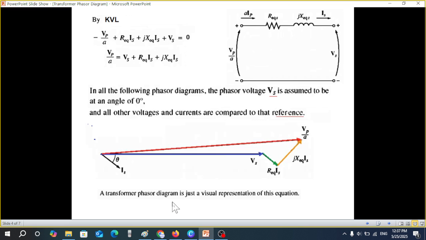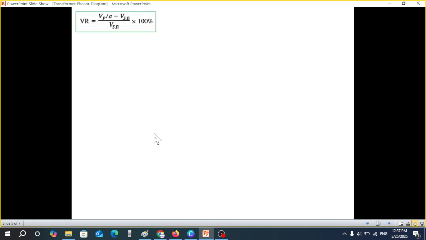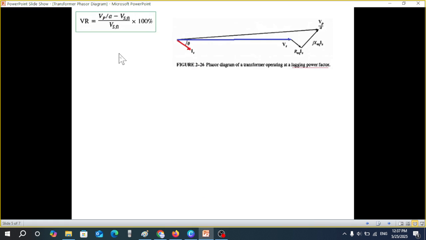So a transformer phasor diagram is just a visual representation of this equation. Coming on to this, we'll consider now three cases. If you look here, we have already discussed this: the power factor is lagging. That means the current is lagging.